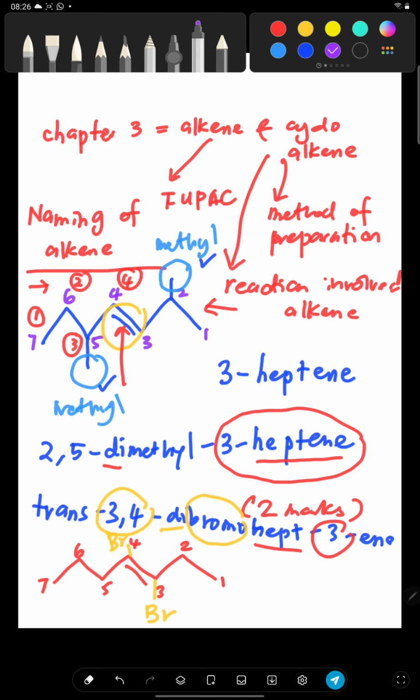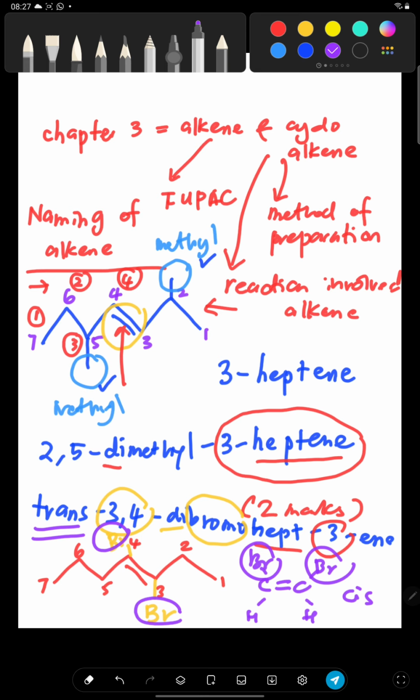So how about this one? Trans. Trans refers to the configuration of the bromine itself, up and down. Remember before I said there are two geometrical isomers in alkene, the trans isomer and the cis isomer. If you have it like this, this is cis. If you have it like this, Br up, Br down, this is trans.